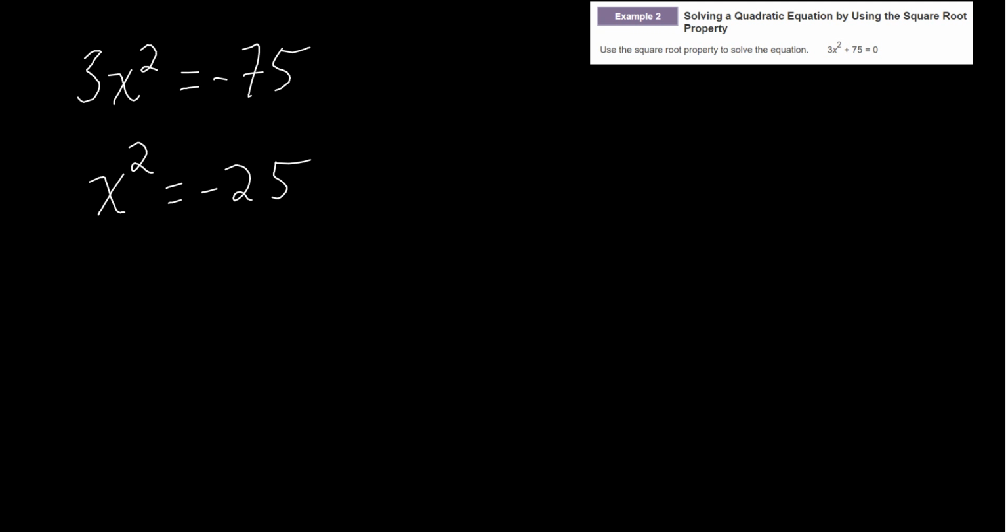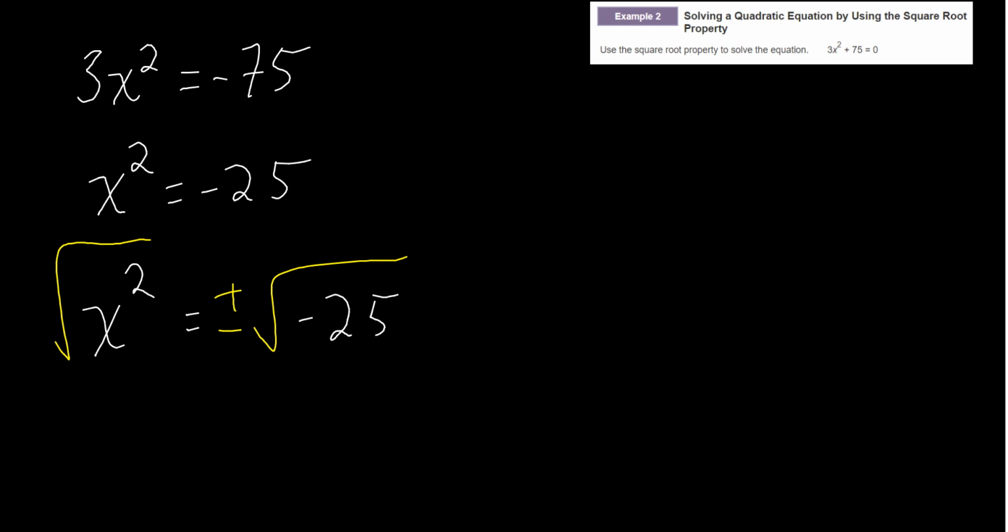Next, we're going to take the square root of both sides. So we'll go ahead and rewrite it like this: x squared is equal to negative 25. If we take the square root of both sides, we have plus or minus the square root. Well, we know the square root of x squared is going to be x. All right, well, what about the square root of negative 25? Well, we know that we can take the i out of that, right? So we're going to end up with a 5i. So plus or minus 5i.